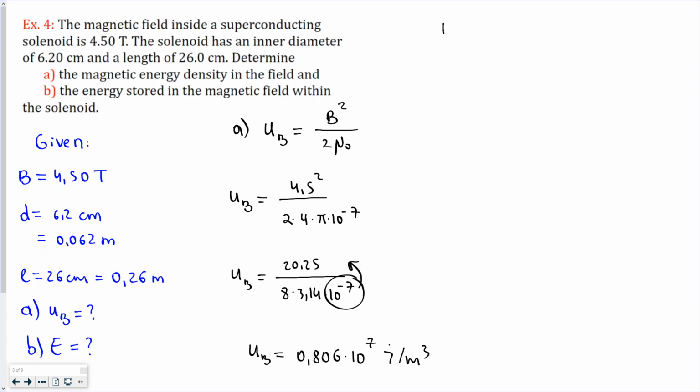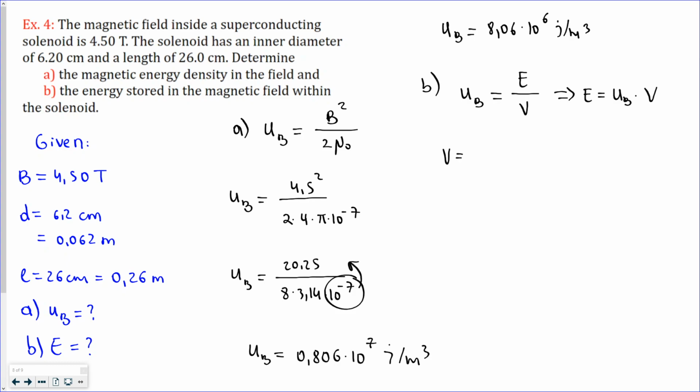And I can write in this form 8.06 10 to the power 6 joule per meter cube. This is the answer for the A part. And for the B part, we know that the magnetic field density is energy over volume. So if you want to find an energy, it will be energy density times the volume. And the volume can be found as area of the solenoid times L.